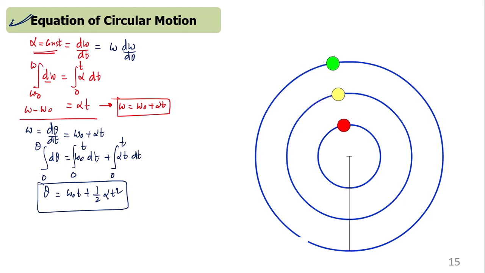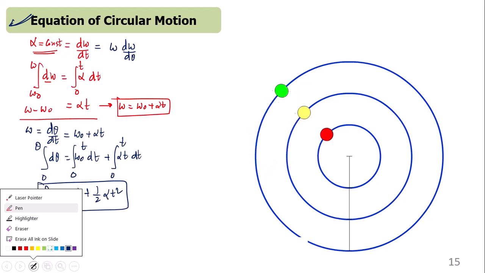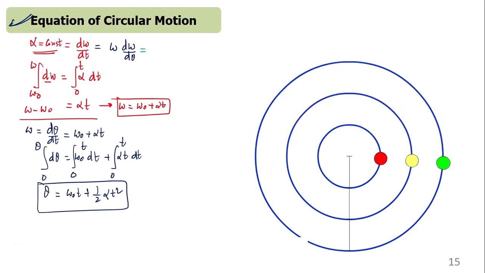Okay, alpha. Why? a equals v dv/dx. Same logic, alpha can also be written as omega d omega/d theta. Now take that equation, let us say this is alpha. So omega into d omega should be equal to alpha into d theta.